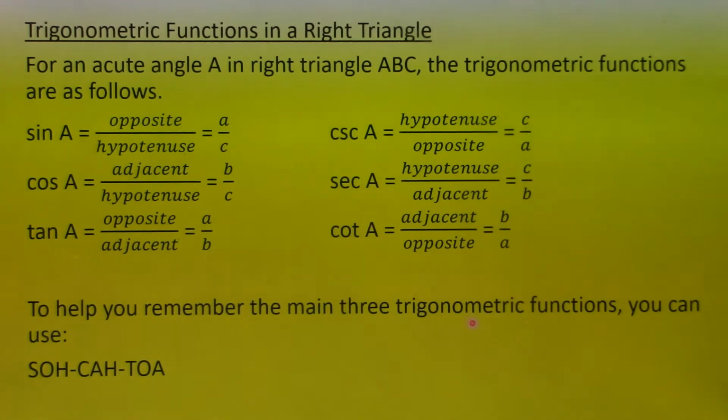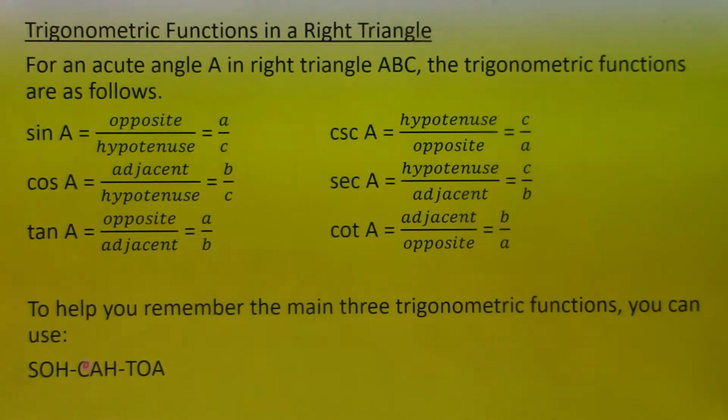So how can you remember the three main trigonometric functions, sine, cosine, and tangent? It's this way right here. It's called SOHCAHTOA. What does this mean? Well, the S stands for sine. O stands for opposite, H stands for hypotenuse. So the sine is opposite over hypotenuse. There it is. C stands for cosine. The A stands for adjacent. Remember, H stands for hypotenuse.